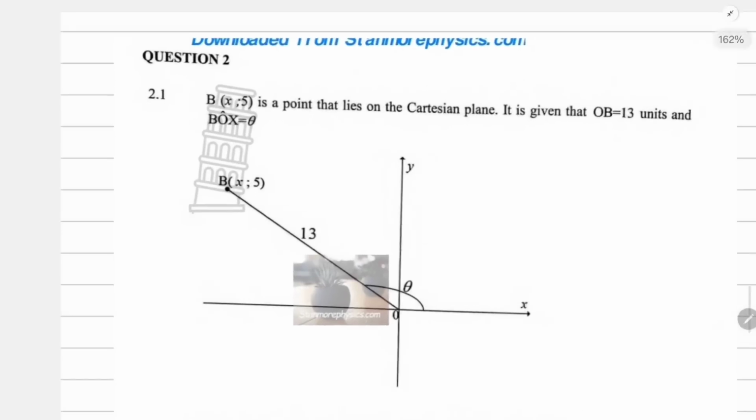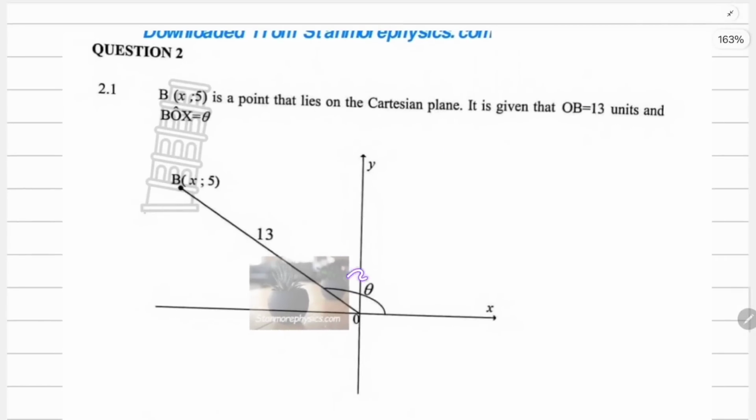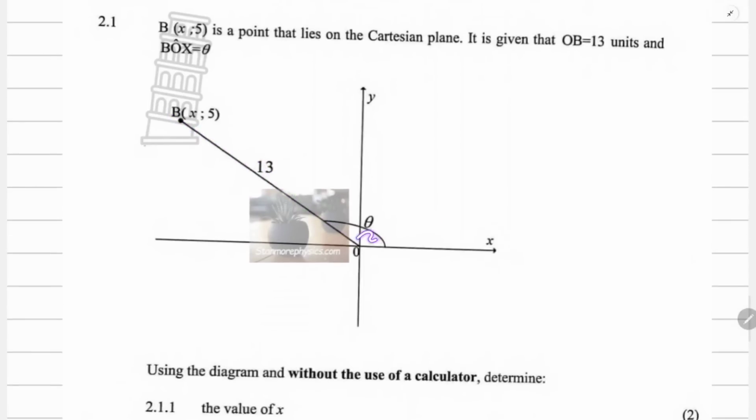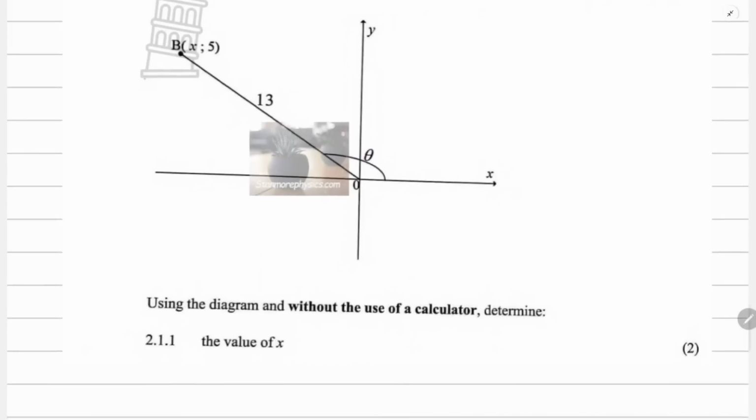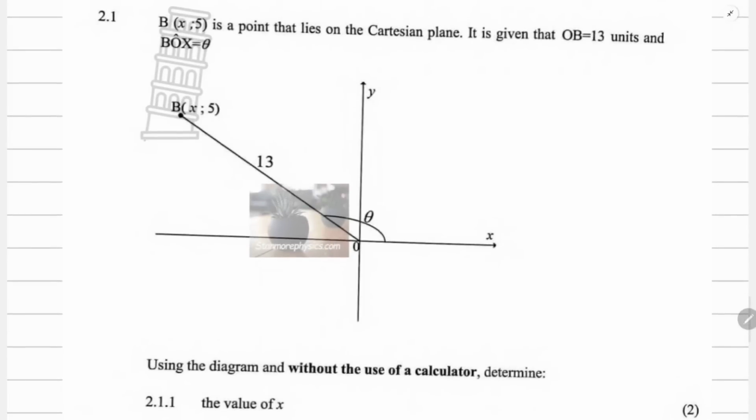We are now on question 2, and 2.1 says, B, the point x and 5, is a point that lies on the Cartesian plane. If it is given that OB is 13 units and angle BOX is theta, as we can see it measured there, using the diagram and without the use of a calculator, determine the value of x. Okay, let's go ahead and find the value of x.